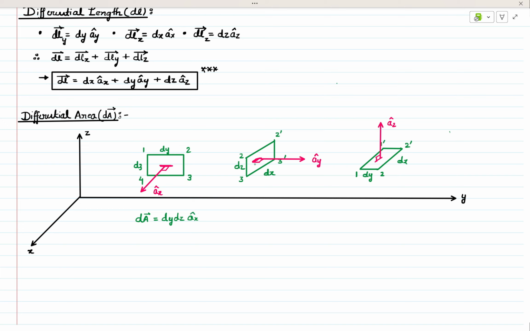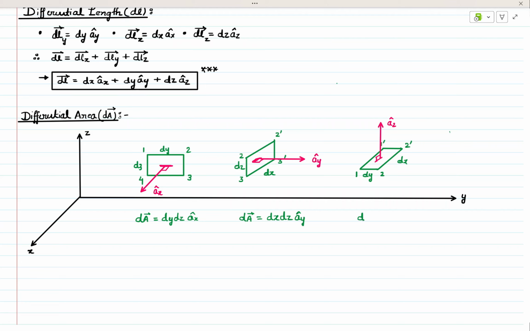For this one, I think you have understood this. Similarly, for this plane, the x-z plane, what will be the area vector? The area vector is directed towards ay. And as it is a vector, it must have a magnitude. What is the magnitude? That is nothing but the multiplication of dx and dz according to the picture, in the direction of ay.